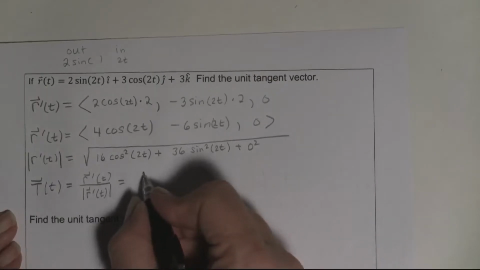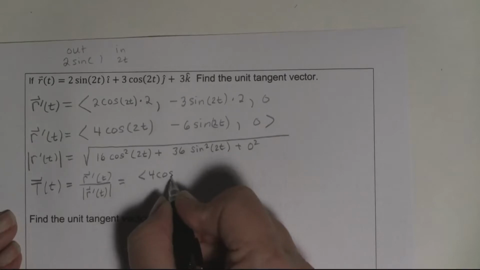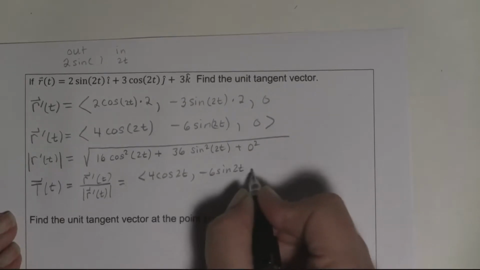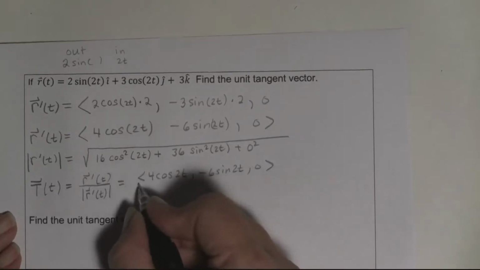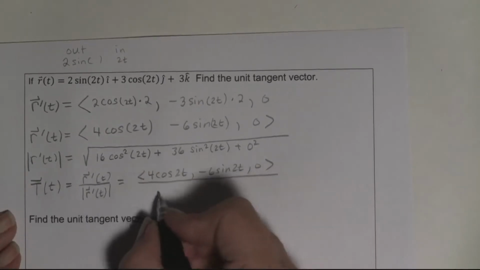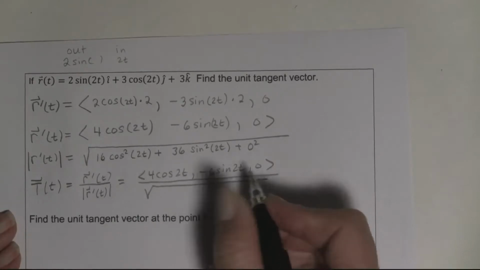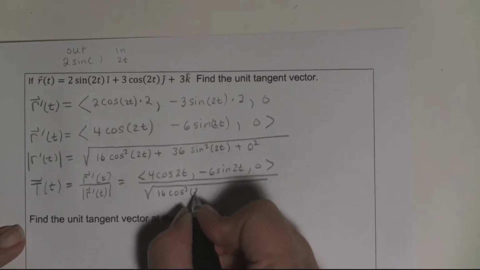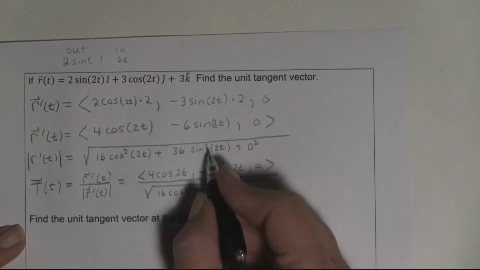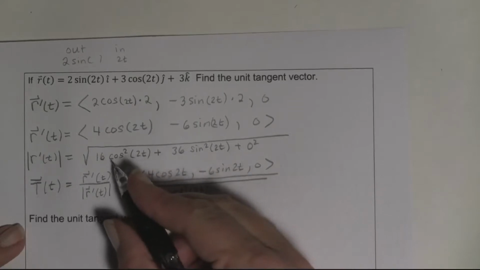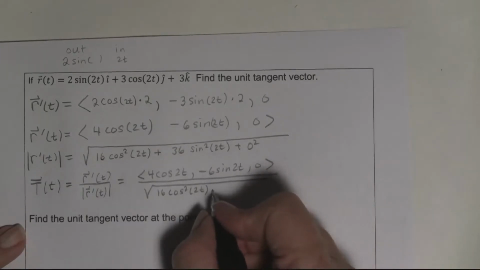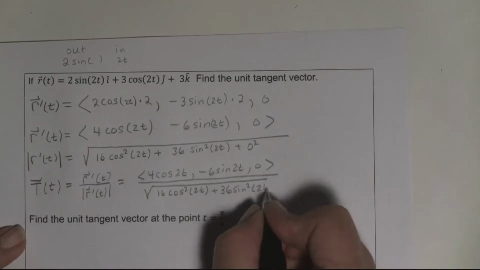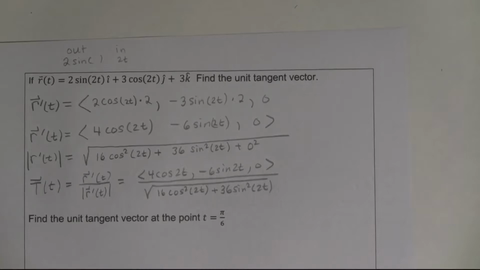And so it's equal to 4 cosine of 2t minus 6 sine of 2t, comma, 0. So there's that vector divided by this. Now, I could have done something had these had the same coefficient. They're not both 16. They're not both 36. So I'm like, oh, I can't really do anything. And so I'm kind of done.